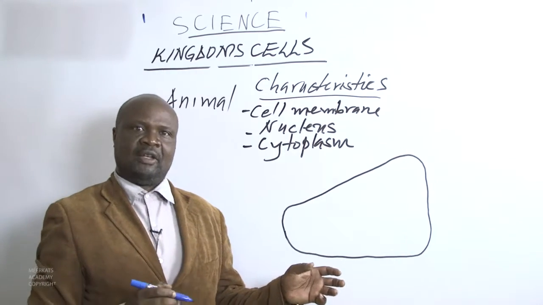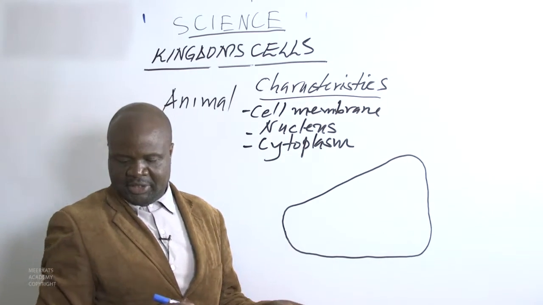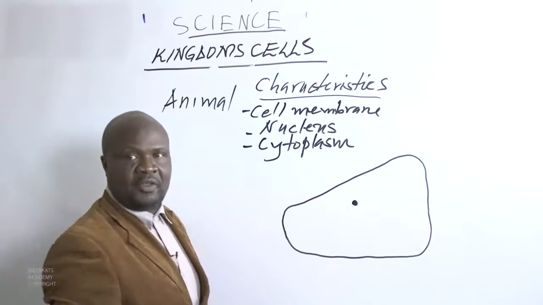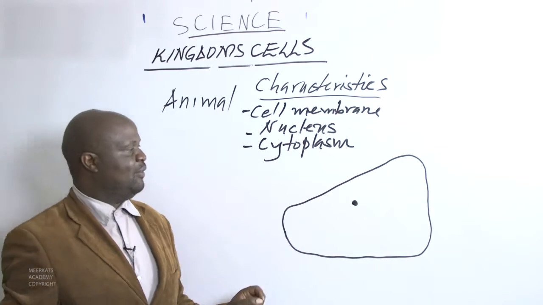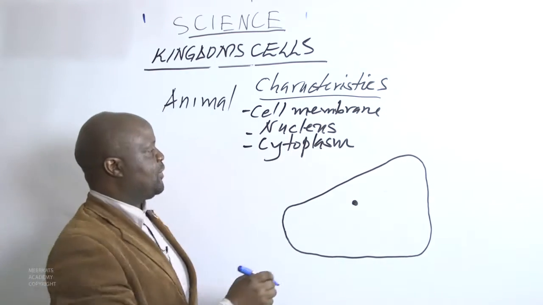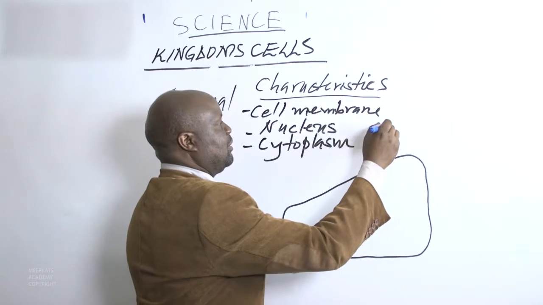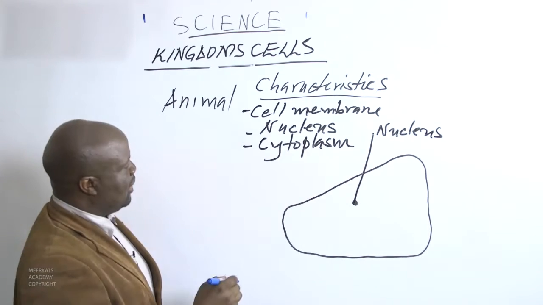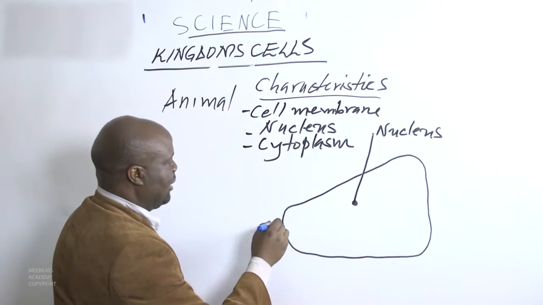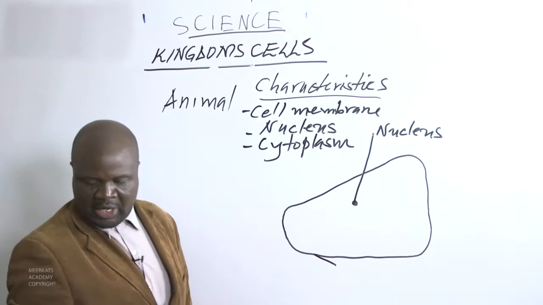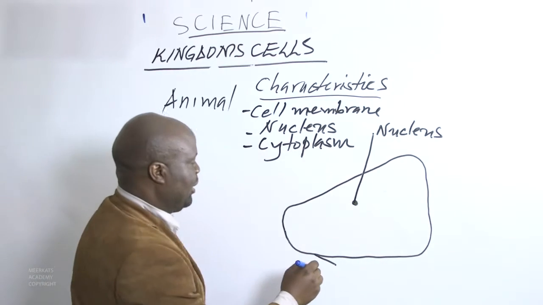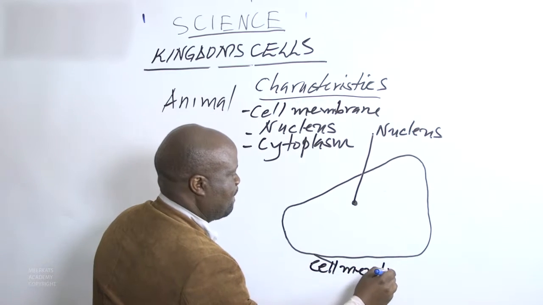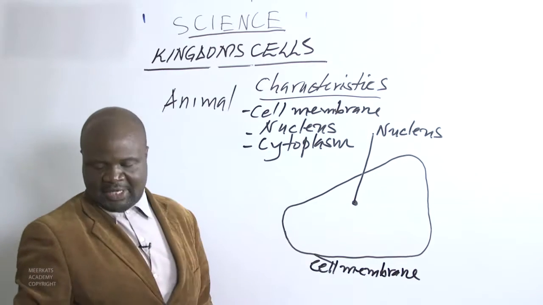This is an example of a cell. Under a microscope, you can see something like this. The black dot that I've shown can represent the nucleus. That is the nucleus. And then the outer covering that we are showing here will represent the cell membrane. That is the cell membrane.